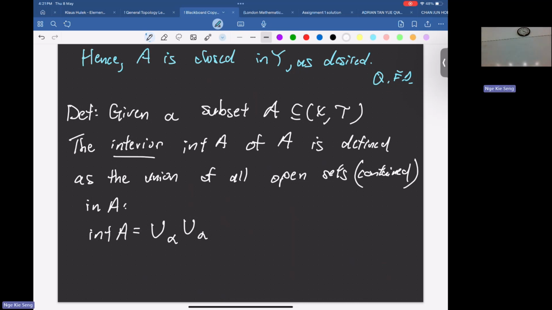Just now we said open in A. Now we say open set in A. So don't be confused. The open set here is just some open set in X, or sometimes we say open subset. Be careful, we are not talking about subspace topology here, where this U alpha is open.